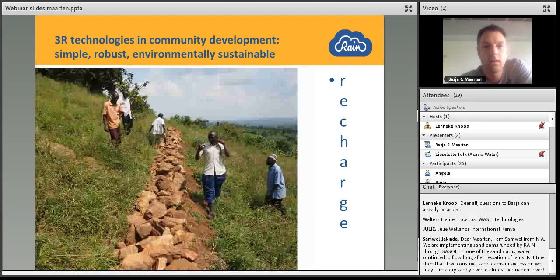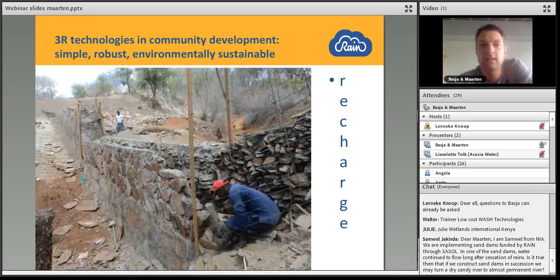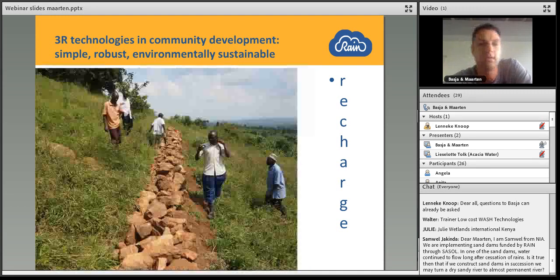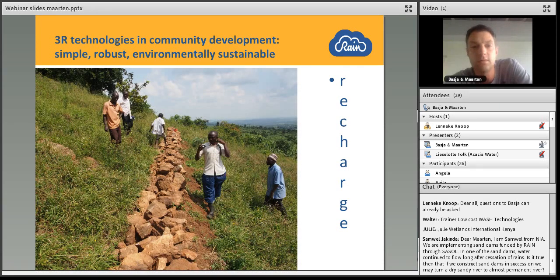What I wanted to say is this is an example of recharge. So you recharge water into the land, which you can use later during the year. This is also a very simple and robust technology. It's a stone bund. Basically, it's just a line of piled stones, which prevents runoff from going downhill too quickly and allows water to enter into the soil so it doesn't flow into the rivers and disappear to the sea.